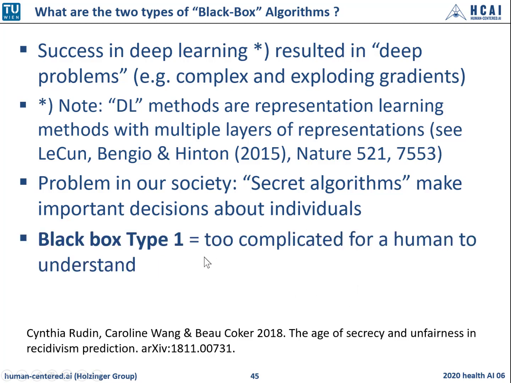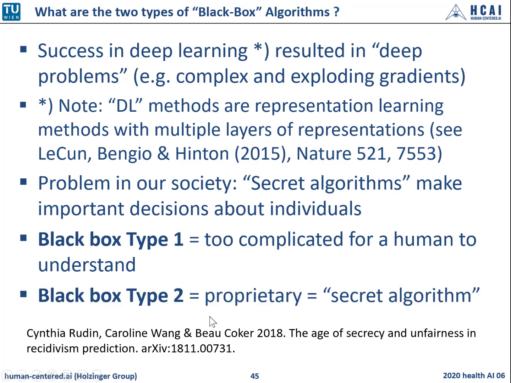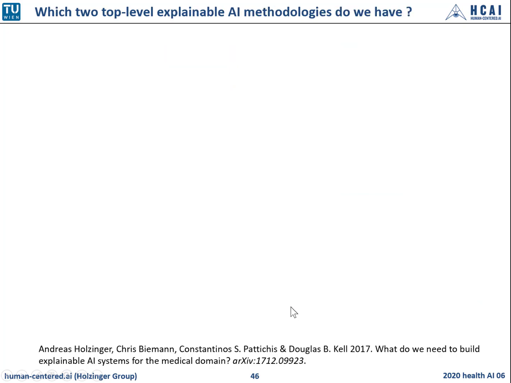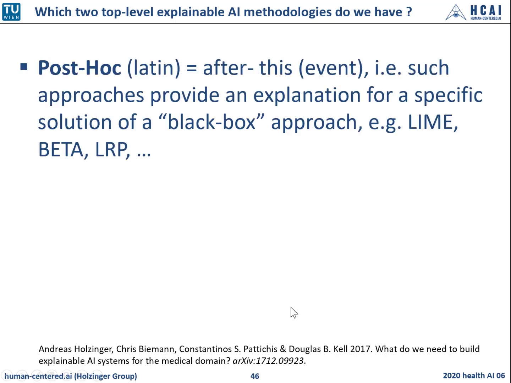So black box type 1 is too complicated for a human to understand, and black box type 2 is proprietary. That means the secret algorithm. So this is both a problem. So which two top-level explainable AI methodologies do we have then?